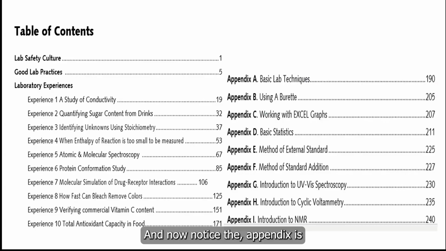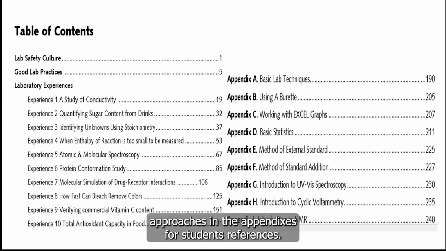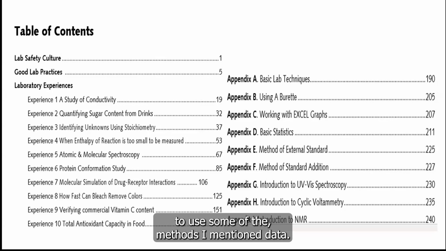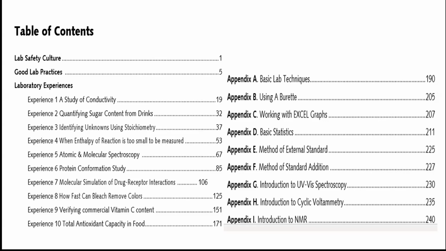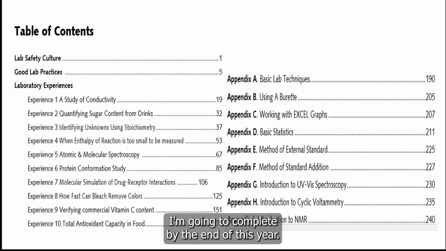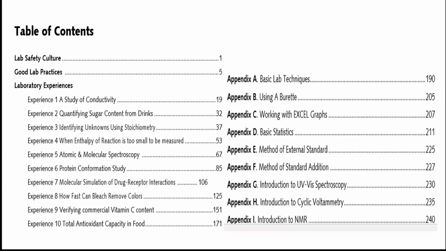And now notice the appendixes. I have put many modern chemistry instrumentation approaches in the appendixes for students' reference, with the goal that I expect the students to be able to use some of the methods I mentioned there. So that's a general view of the book I'm going to complete by the end of this year. If you have any questions, I will be happy to answer.